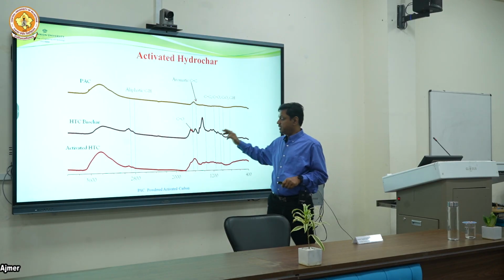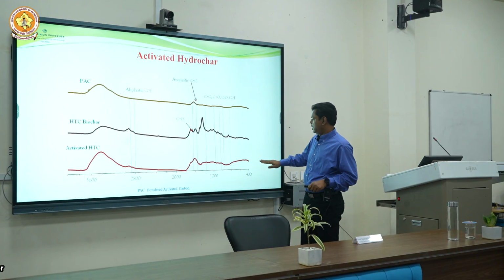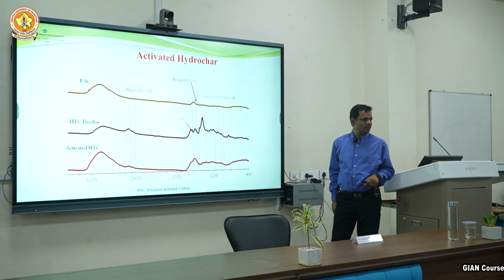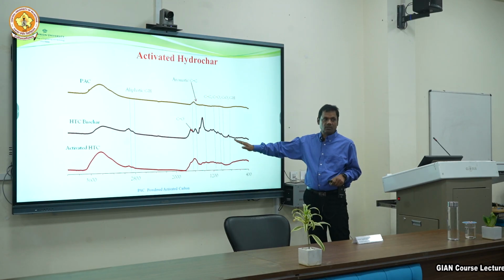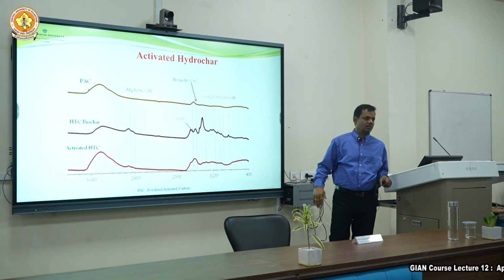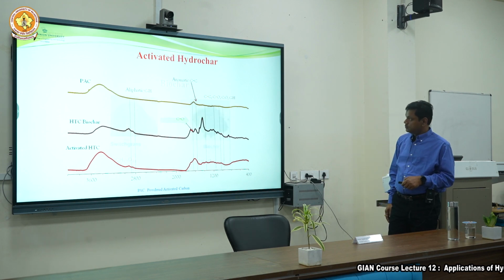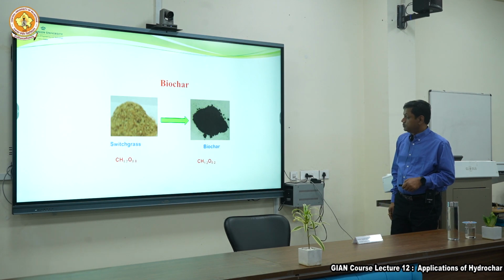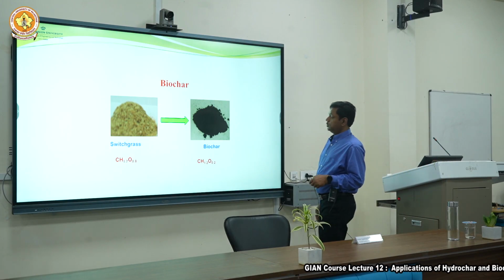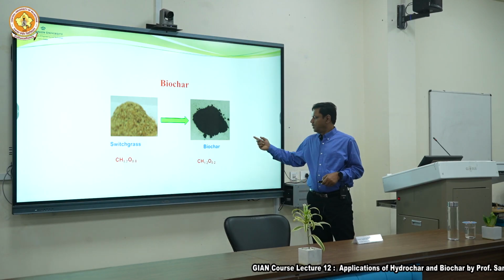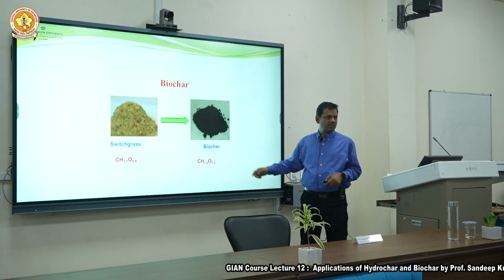Now we activated it with potassium. Now you see this is much closer to this. Alright? It got rid of many functional groups by activation, so it's more like activated carbon. This was switchgrass, we made biochar out of it, and you can see the H by C ratio.